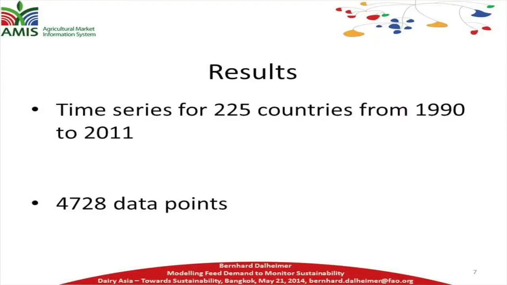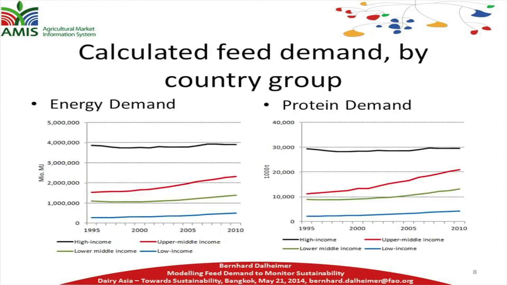What we get out of this is a time series for 25 countries or regions from 1990 to 2011 with many data points. This is how the aggregated energy and protein demand looks for high-income countries, upper-middle-income countries, lower-middle-income, and also the low-income countries. And I think these are very intuitive results too. We see that in the middle-income countries, demand is rising more quickly than, for instance, in high-income countries.